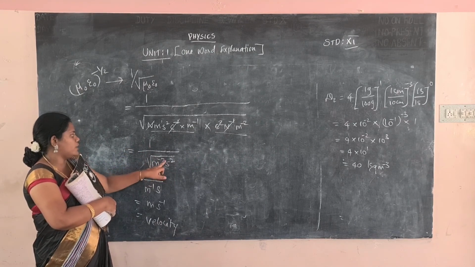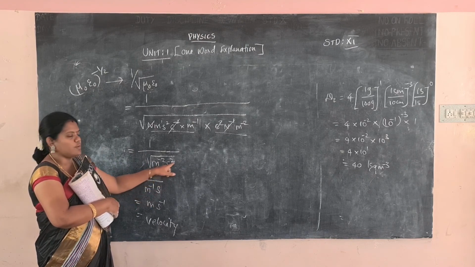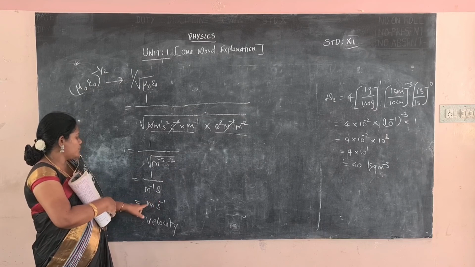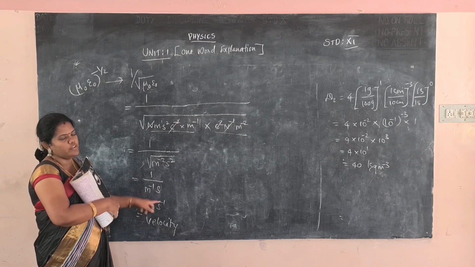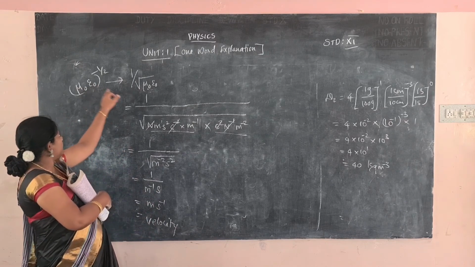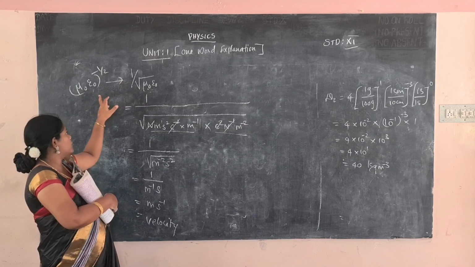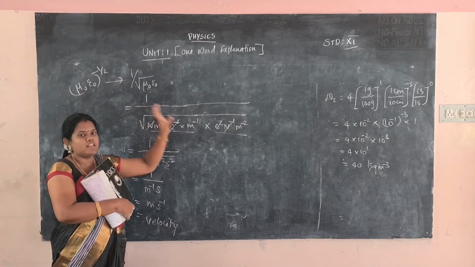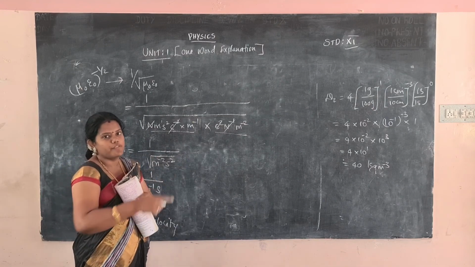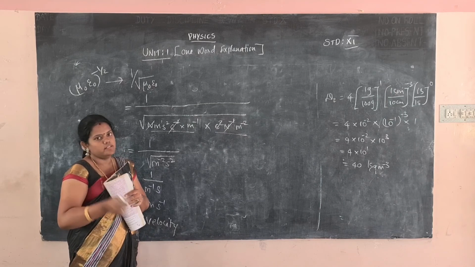Taking the square root of meter square, it will come out as meter power minus 1, and second square will come out as second. So meter second power minus 1 is the final formula for velocity. So square root of mu naught epsilon naught, the whole power minus 1, gives the formula for velocity. So this is the formula for velocity of electromagnetic waves. You will learn it in the 5th lesson.